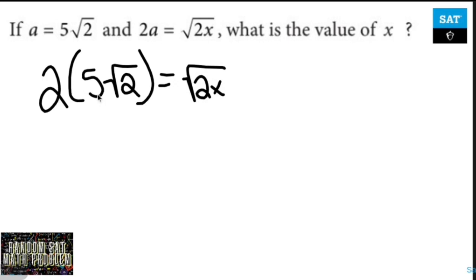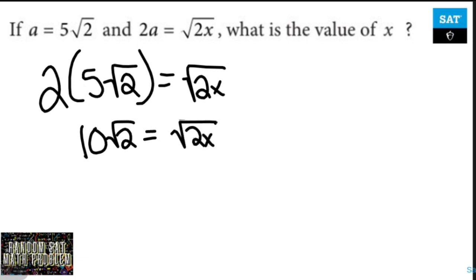2 times 5 times the square root of 2 means I multiply the numbers outside the square root and leave the square root alone. You're not going to do square root of 20 or anything crazy like this. There's multiple ways that I can do this, and the way that I am going to do this, just for fun's sake, is I'm going to throw that 10 inside the square root. So I have root of stuff equals root of stuff, and the roots are useless now.